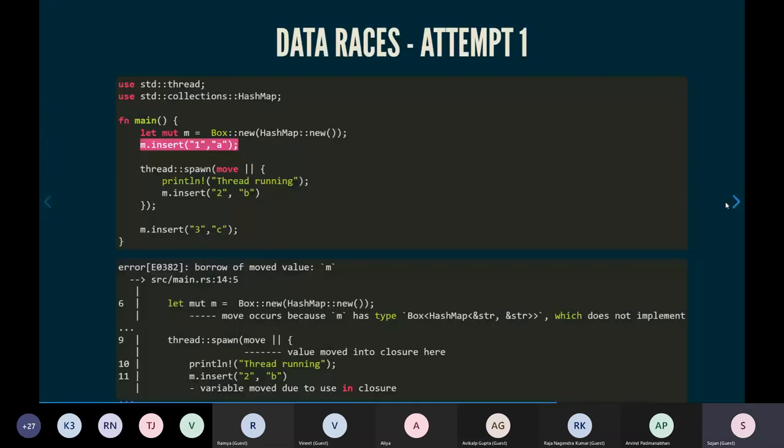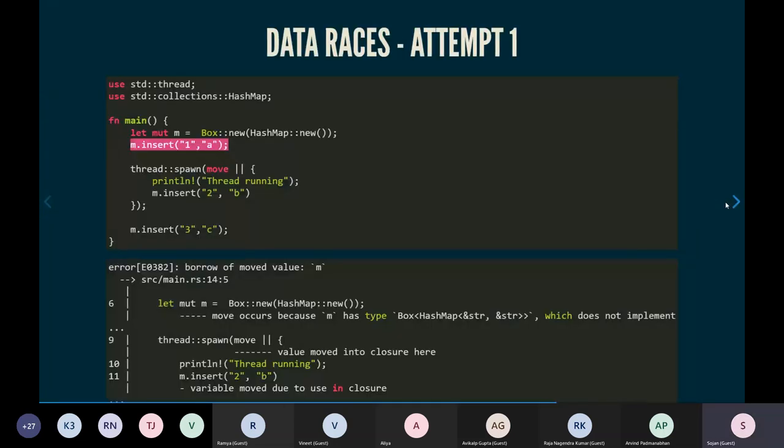So here, data races. We create a hash map. We insert key one and value A just to add it there. But here, we create a new thread, and we try to insert value two and B into the hash map. And outside the thread, we try to insert value of three and C.